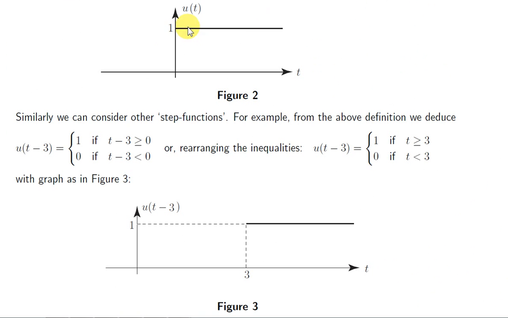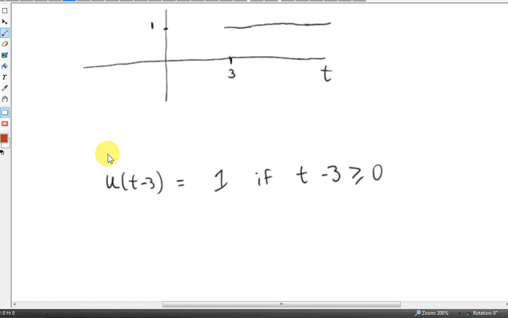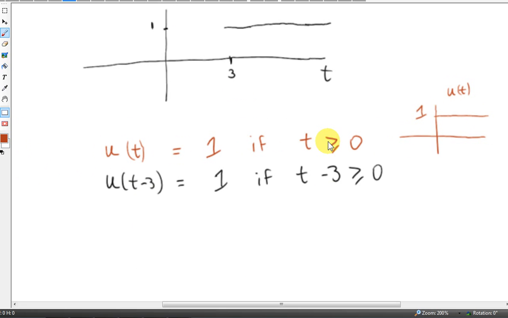Now let's get back to the unit step function. We've seen this already. And let's consider another unit step function. It's called u of t minus 3. So I will compare this new function to u of t. We saw that u of t is equal to 1 if t is greater than or equal to 0. So I'll show that sketch again here. So here's the graph of u of t. Now to get u of t minus 3, we replace t with t minus 3. So we have the same statement here, we just make that replacement.